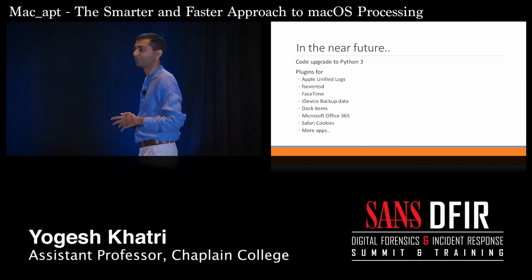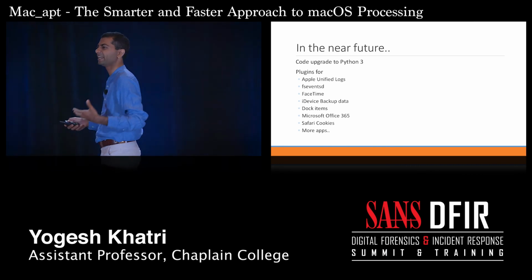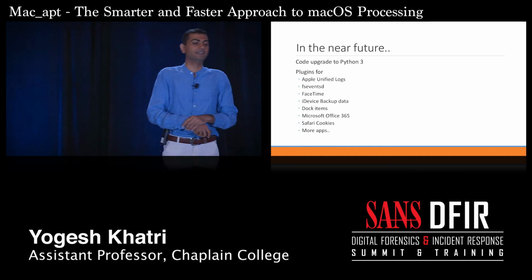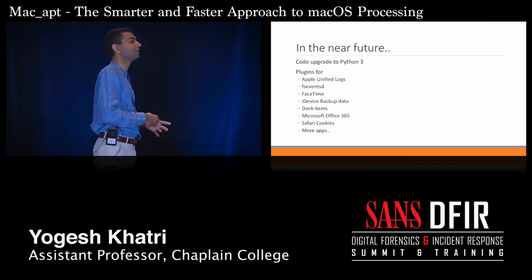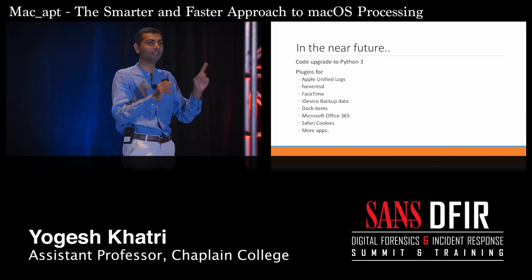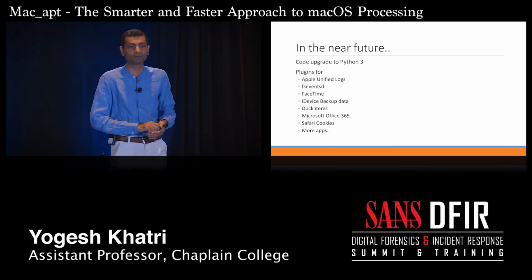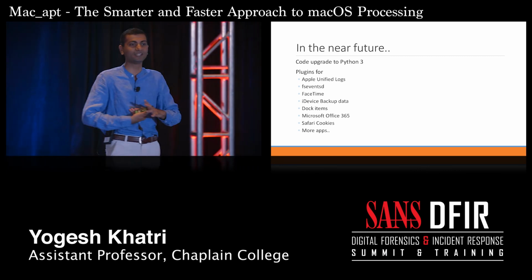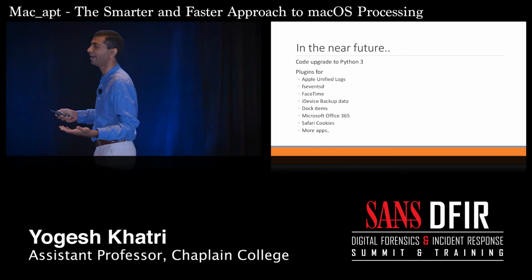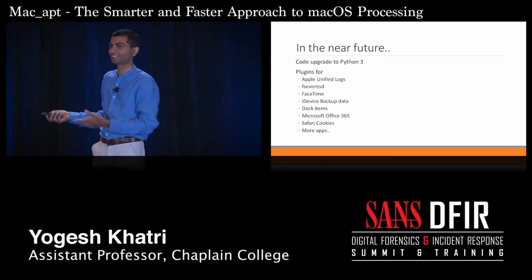And in the near future, this is what's planned out for Macapt. So I want to upgrade the code to Python version 3, because right now it's a Python 2 only program. And one of the other artifacts that right now you need a Mac to process is the Apple Unified logs, which none of the tools can process because we don't know the format of Apple Unified logs. It's no longer a text file. So it is on my list of things to do to reverse engineer Apple Unified logs too. And then some of these other items, at least 3 or 4 of these are currently being worked on either by myself or one of my students. And these will be out shortly.